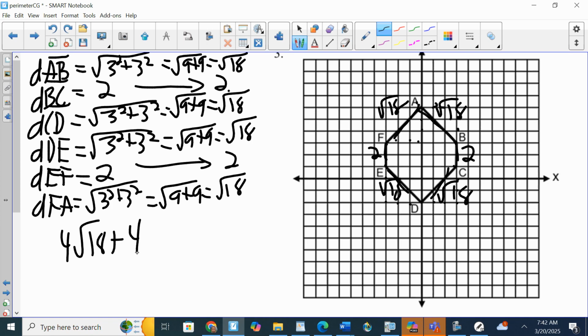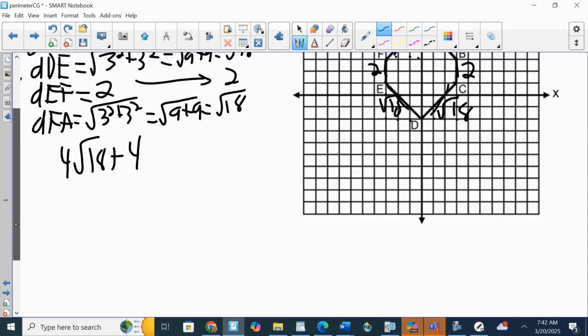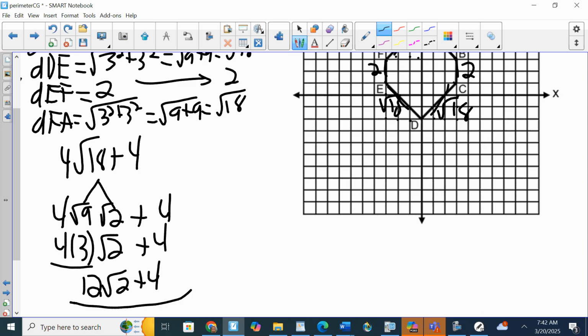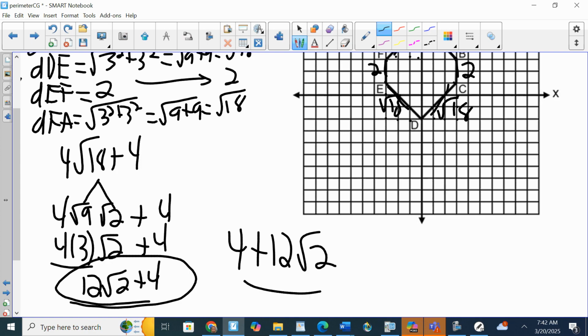Now it wants it in simplest radical form, so I'm going to reduce my radical. 9 and 2. Keep that 4 in front. Square root of 9 is 3. Radical 2 plus 4. Multiply my outsides. 12 radical 2 plus 4. Can I combine 12 radical 2 and 4? Well, they're not like terms, so no. My final answer is 12 radical 2 plus 4. I guess the only other correct answer, if I changed the order, is 4 plus 12 radical 2, that's fine as well. But you can't combine what you can't combine.